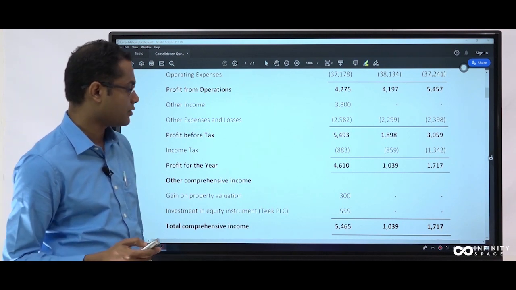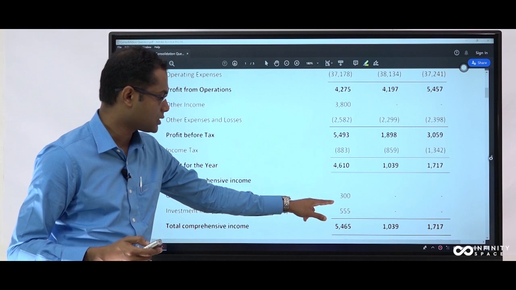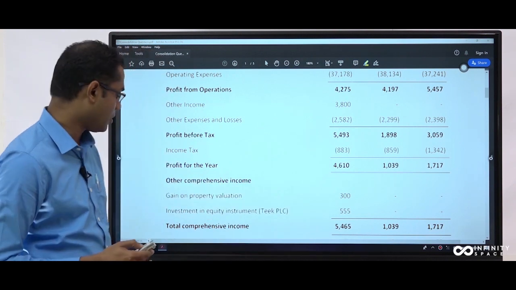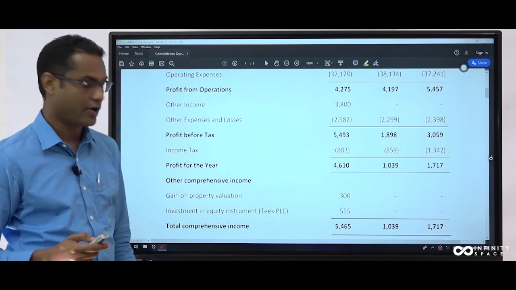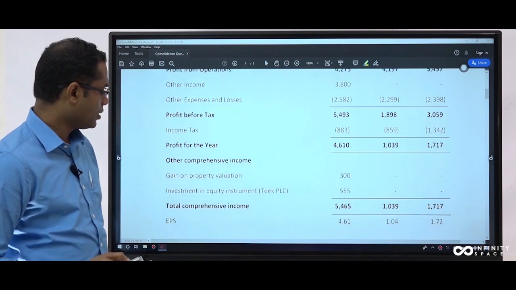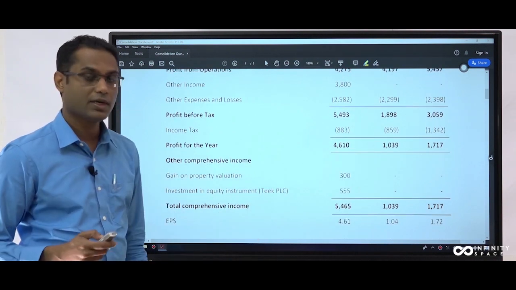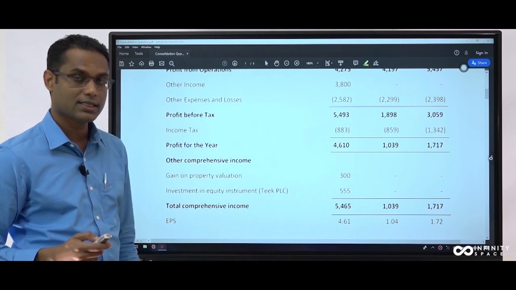Then the total comprehensive income, that is the profit figure plus the two items in other comprehensive income, comes to 5,465. Then you have been given the earnings per share figure as well, 4.61.